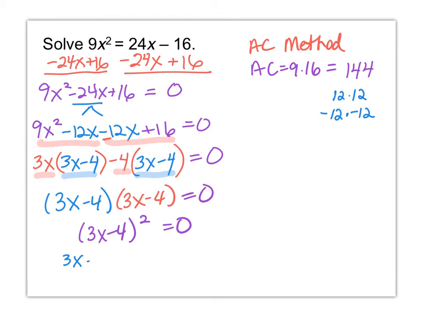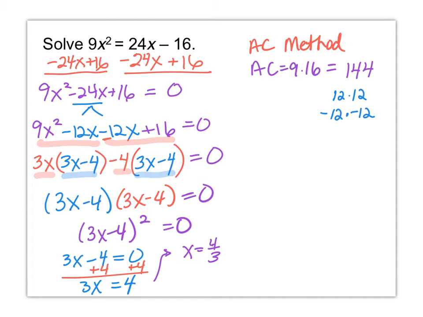Since the factors are the same, if we set the first factor 3x minus 4 equal to 0, we'll get the same answer as if we set the second factor equal to 0. So we can solve this equation by adding 4 to both sides, and then we get 3x equals 4. Solving that, by dividing both sides by 3, we get x equals 4/3. So that's a solution to the original quadratic equation.